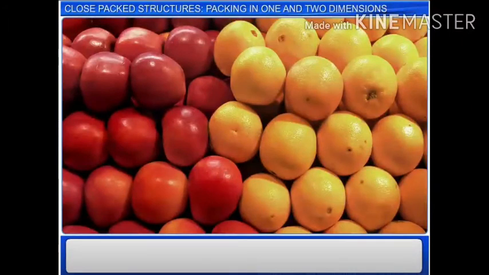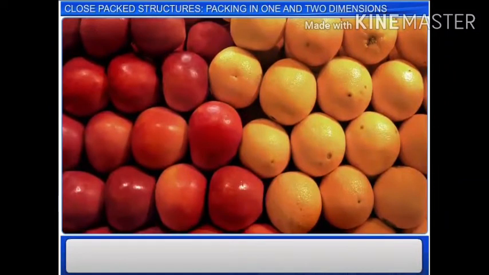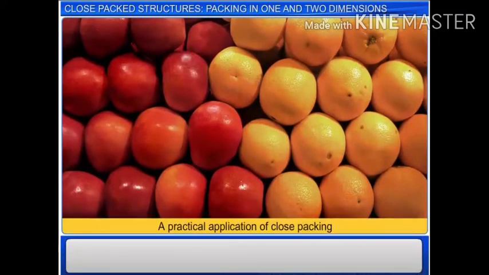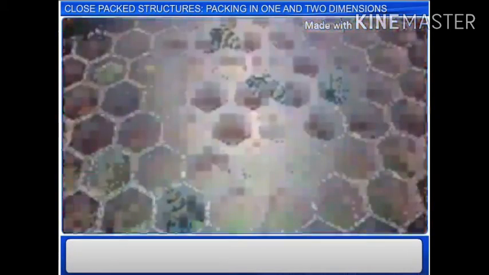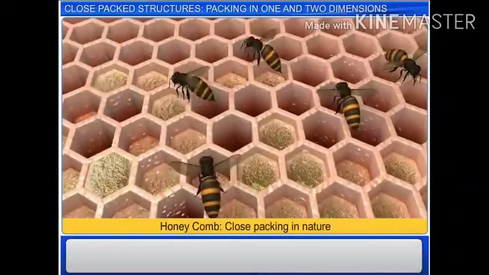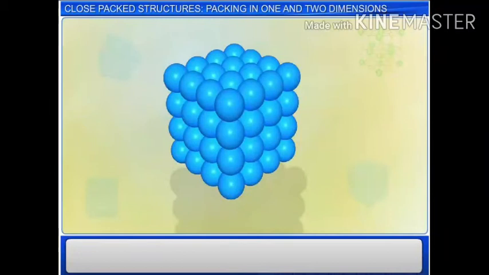Many a time, oranges or apples stacked nicely on a vendor's cart catch your attention. It is a practical application of close packing. A honeycomb is an excellent example of close packing found in nature. Close packing is thus defined as a way of arranging equidimensional objects in space, such that the available space is filled very efficiently.